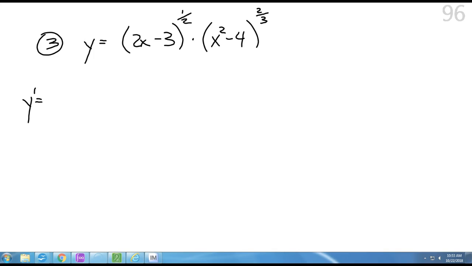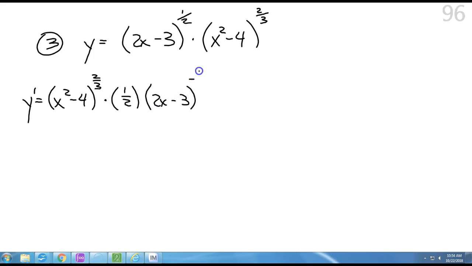So again, that's product and chain, right? So I have a function with an x times a function with an x. 2d1, 1d2. And when I do the derivative parts, it's got to be chain rule. So the second thing, (x^2 - 4)^(2/3), times the derivative of the first thing. So bring down the 1/2, multiply by the inside, reduce the power by 1, multiply by the derivative of the inside. So this is the chain rule for the first part.